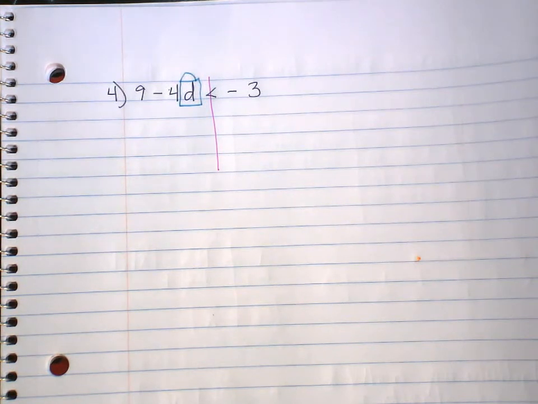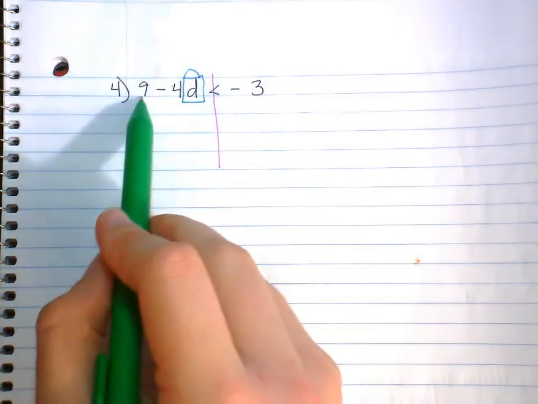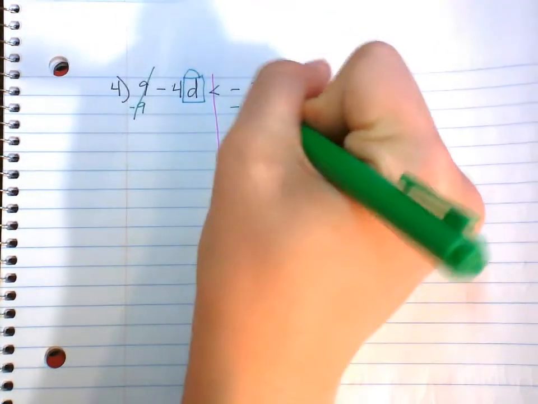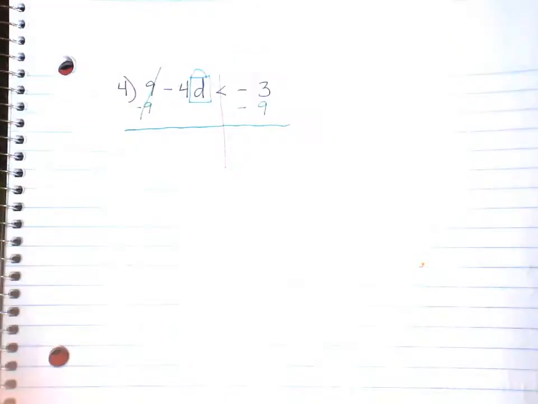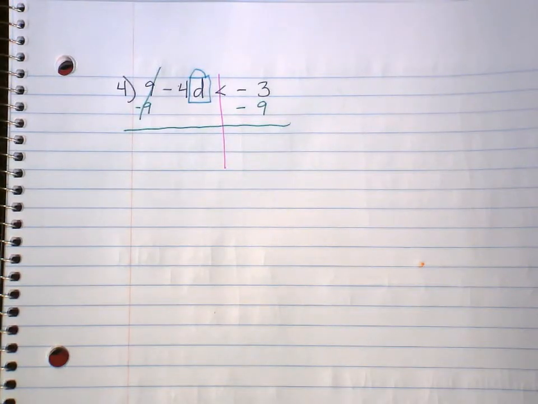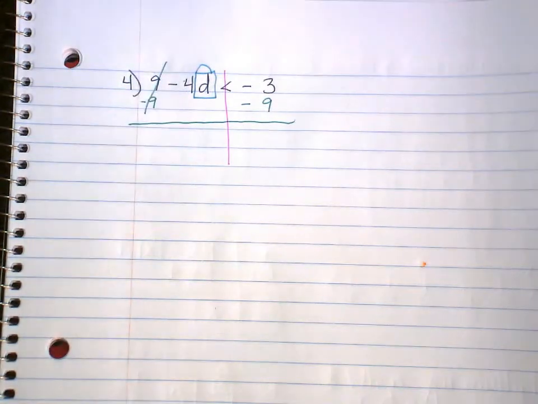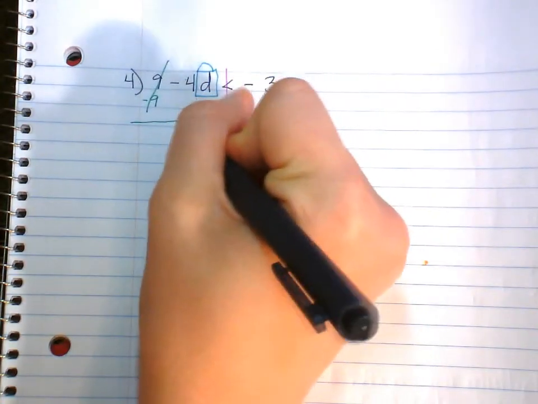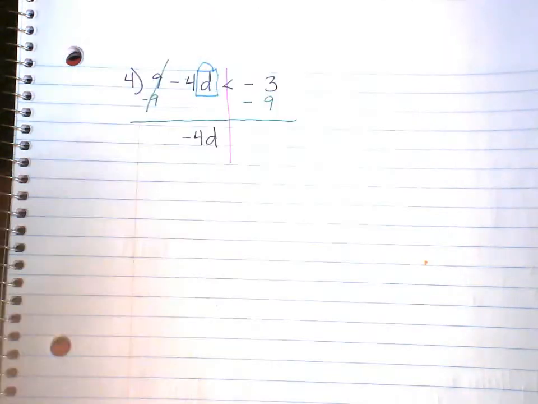Combine like terms. Okay, so how are we going to get this 9 over there? Subtract it from both sides. Minus 9, minus 9. Now, guys, you have to know that that minus sign is also a negative. So we are not just left with 4d on the side. It's a negative 4d. You have to bring down that negative.